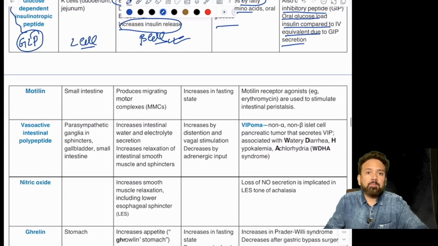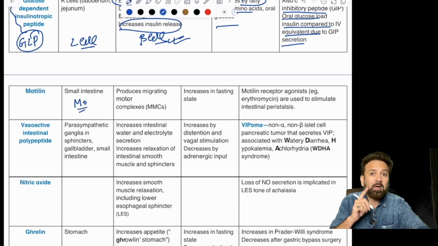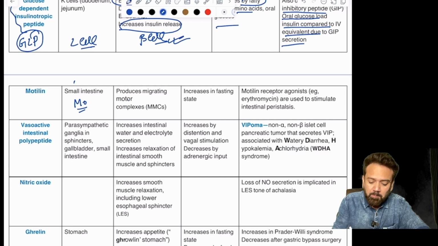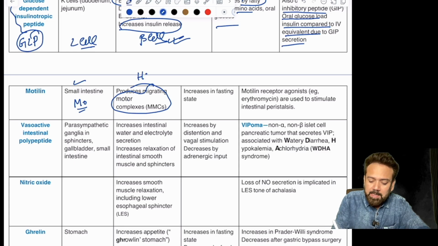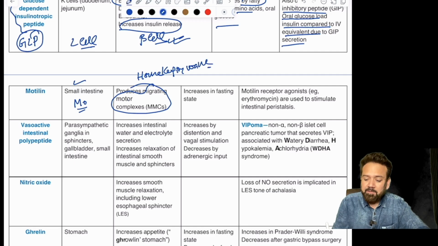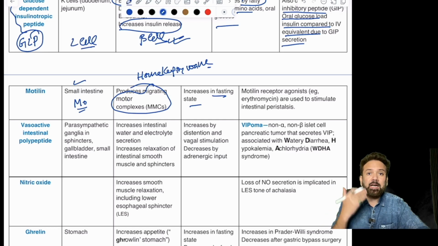Now, motilin hormone is released from MO cells. It is not M cells. M cells are microfold cells. MO cells in the small intestine produce the migratory motor complex, which is also called the housekeeping wave. These housekeeping waves increase in the fasting state. Whenever we are fasting, the GIT needs cleaning, so they are called housekeeping waves.